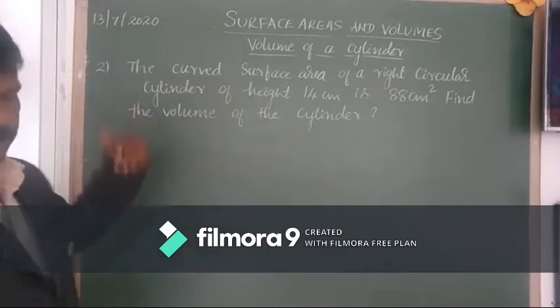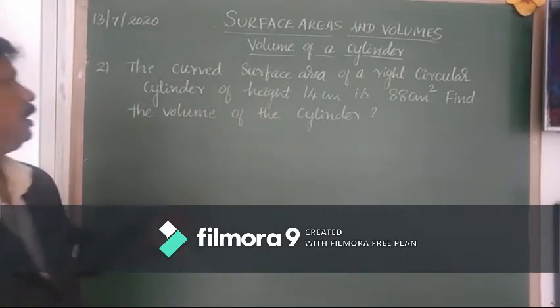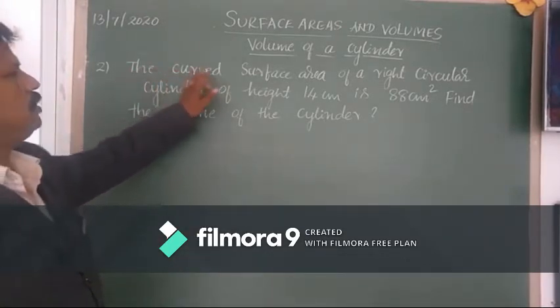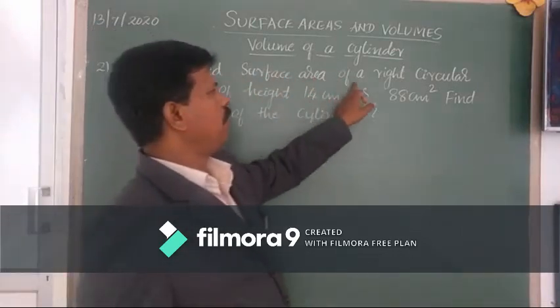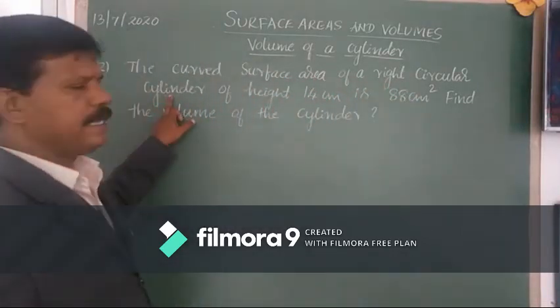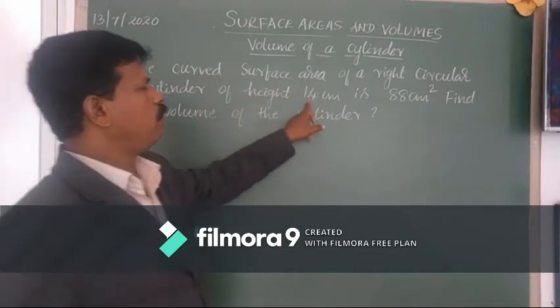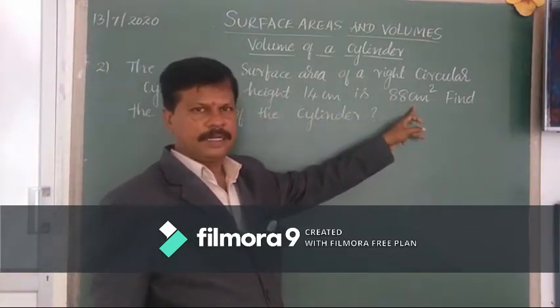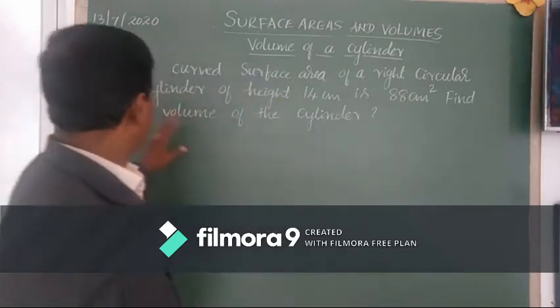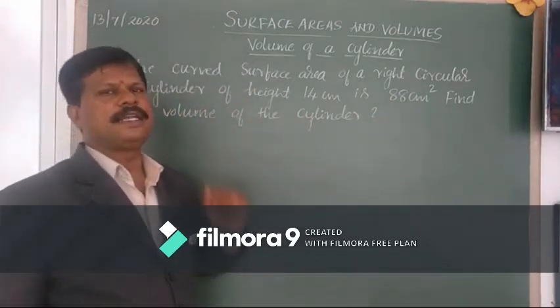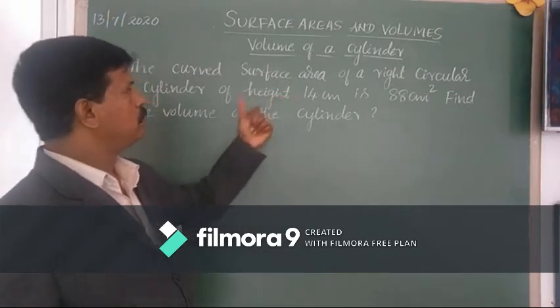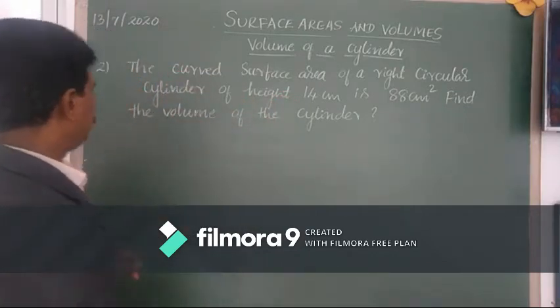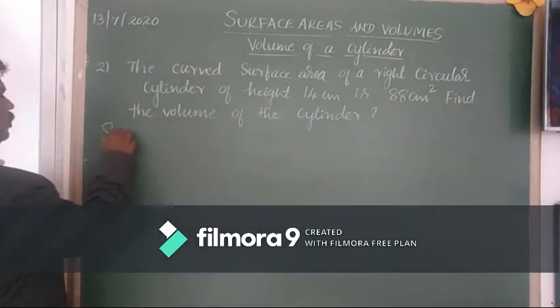Now, let us take another one. The curved surface area of a right circular cylinder of height 14 centimeter is 88 square centimeter. Find the volume of the cylinder. Now, look at the question. What is given? Solution.